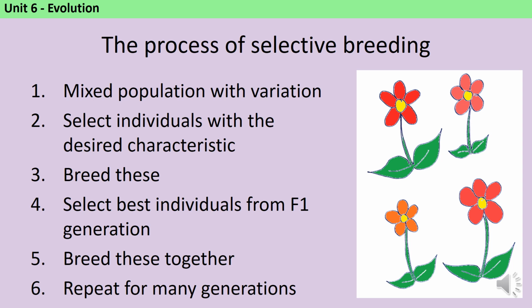Then we're going to choose the few offspring that have the most desired traits and either breed these together, or you can do something called a back cross, where you breed them with one of the parents. And then you repeat this crossbreeding process over many generations until all of the offspring show the desired characteristic.